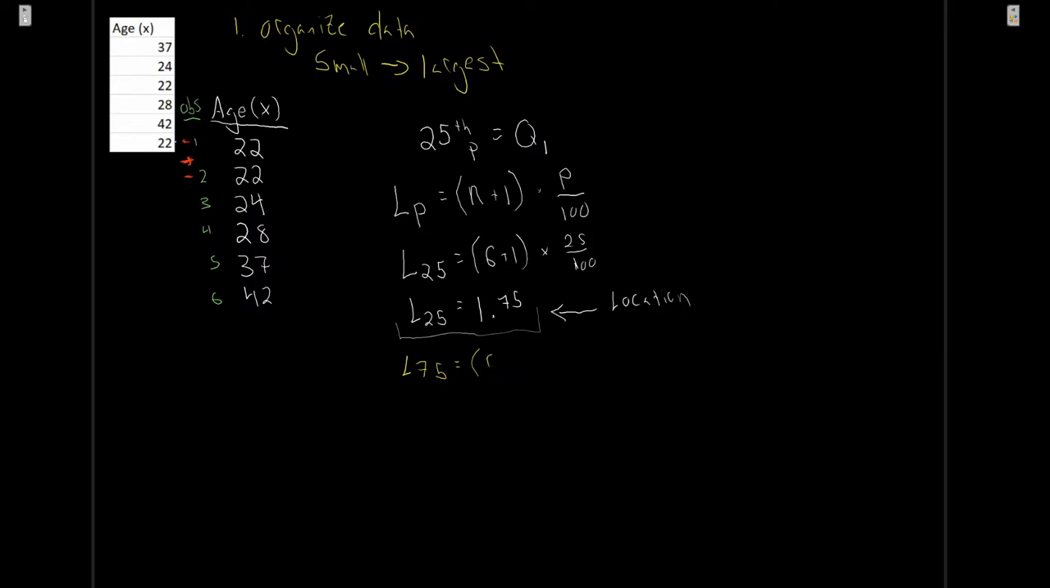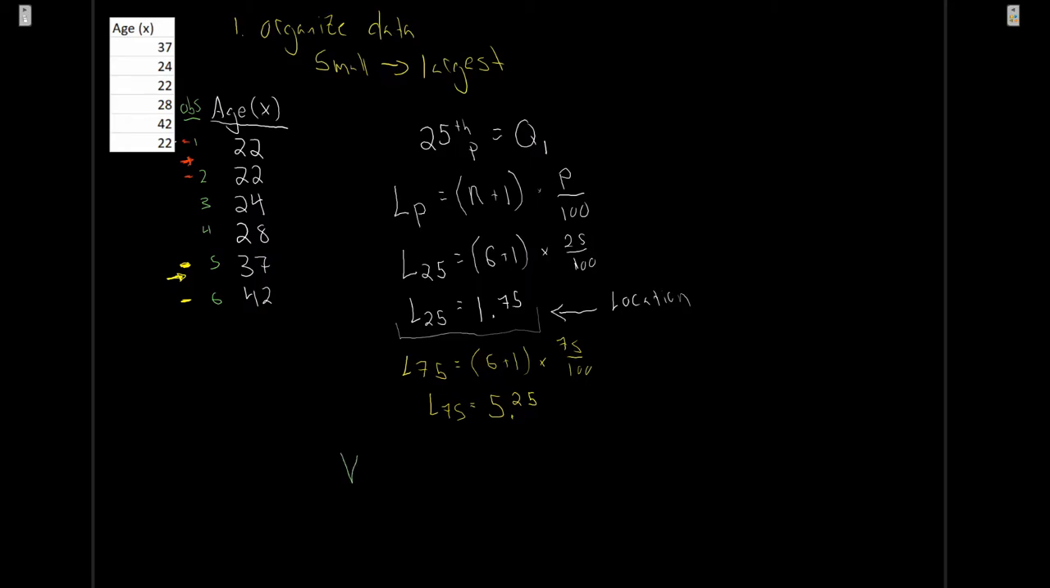Again, that's going to be n plus 1, so 6 plus 1, times 75 over 100. So in that case, I'm going to have 7 times 0.75, which works out to be a location of our 75th percentile of 5.25. So again, we have observation 5, we have observation 6. We're saying our 75th percentile is going to be found right in between the two, but closer to 5. So let's take a look at what that formula is, and how we can find out what the actual value of our percentile is.